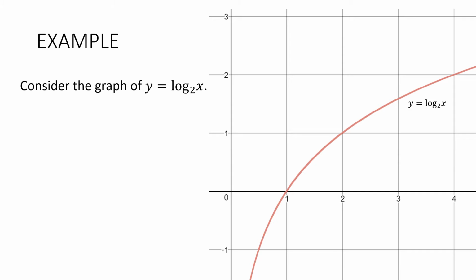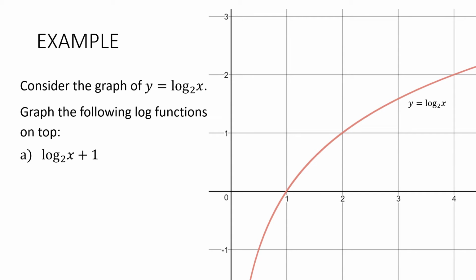So let's look at a couple of examples. We're going to consider the graph y equals log base 2 of x. There it is there. So we want to graph log base 2 of x plus 1 on top of it. Now this is the easiest of the transformations, where we just add or subtract a constant from the end of the function. All we have to do there is take that whole graph and shift it up 1, like this. And there's our new graph, y is equal to log base 2 of x plus 1.